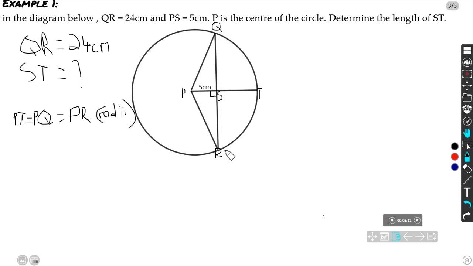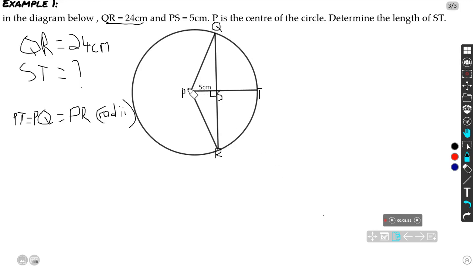Can you see that QR is our chord? And a chord is a line that does not pass through the center, but it connects 2 points on the circumference. Now we go back to our data. They say that QR is equals to 24 centimeters. Now you need to begin to ask yourself, what does theorem number 1 say? The line drawn from the center perpendicular to the chord, what does it do to the chord?